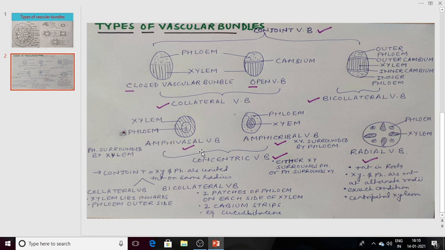Now let us come to the second type of vascular bundle, which is known as the concentric vascular bundle. In case of concentric vascular bundle, either the xylem will surround the phloem or the phloem will surround the xylem. So this is the definition of the concentric vascular bundle, where either the xylem, you can see here, is surrounding the inner core of phloem. Here the phloem is surrounding the inner core of xylem.